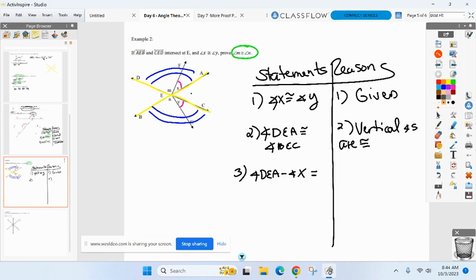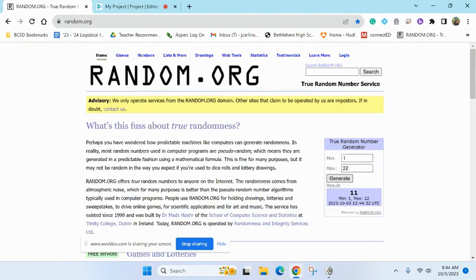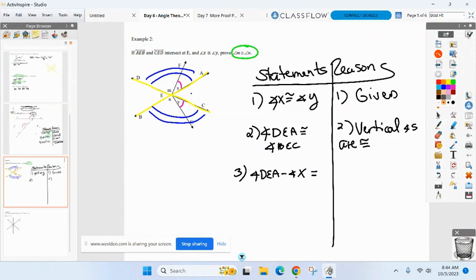And then on the bottom, what two angles am I going to have to subtract to get to angle Y? Go ahead, Makai. Say that one more time. BEC minus, you got it. Here's my subtraction.